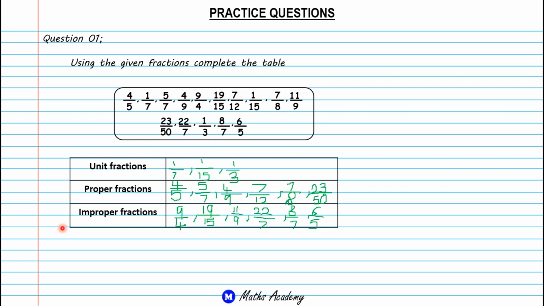So once again, unit fraction means when a numerator has the value 1. Proper fraction means when the numerator is lesser than the denominator. Improper fraction means when the numerator is greater than the denominator. That is, the reciprocal of a proper fraction is an improper fraction and the reciprocal of an improper fraction is a proper fraction. So with that, let's go to the next question.